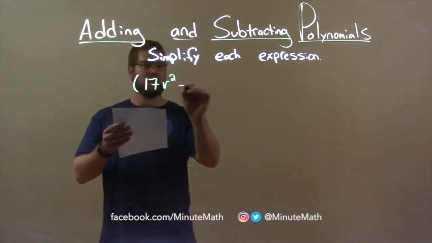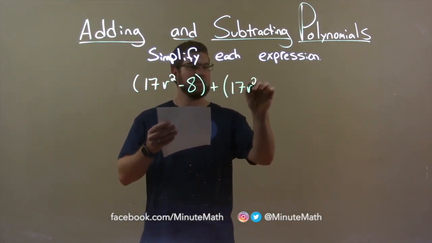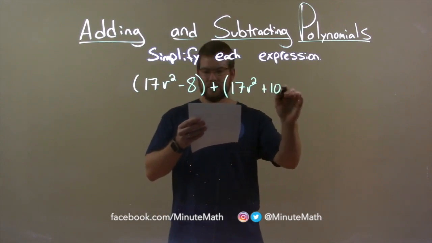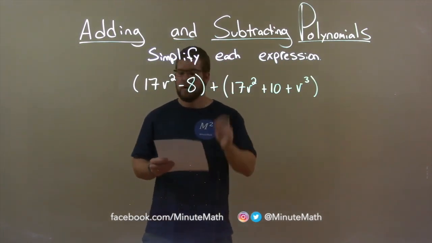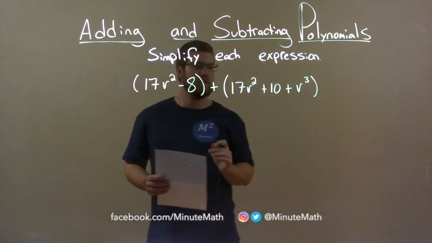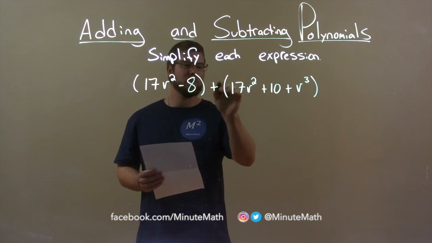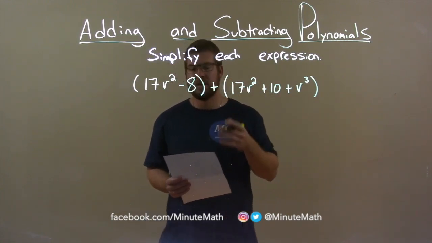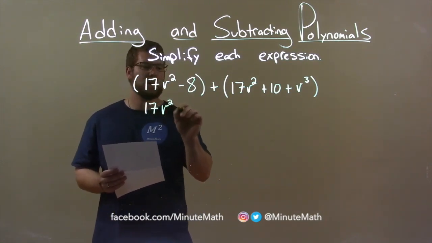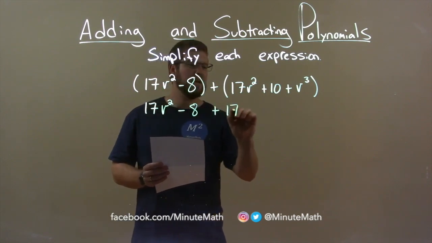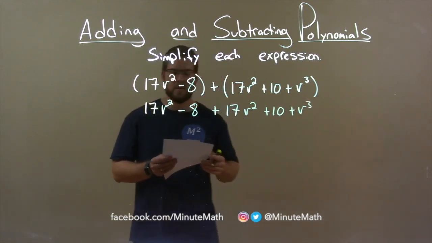17v squared minus 8 plus 17v squared plus 10 plus v to the third power. All right? So first thing, within each parenthesis, is there anything I can simplify? No, there's no like terms there. The plus sign, there's no point in really distributing the plus sign because it won't change anything. So we can get rid of the parentheses and rewrite our expression. 17v squared minus 8 plus 17v squared plus 10 plus v to the third power.